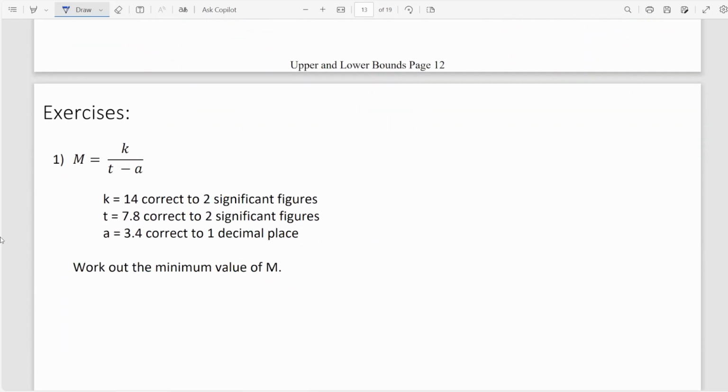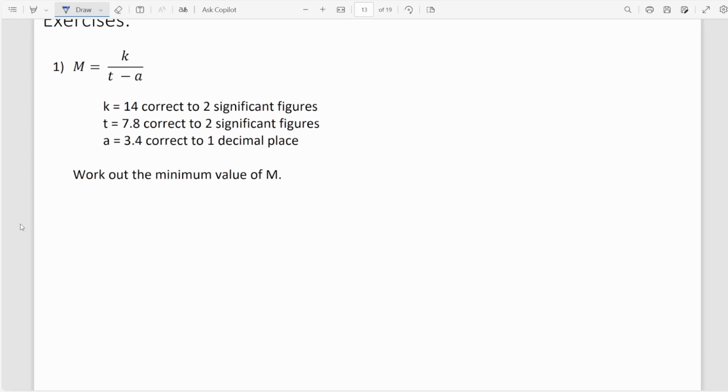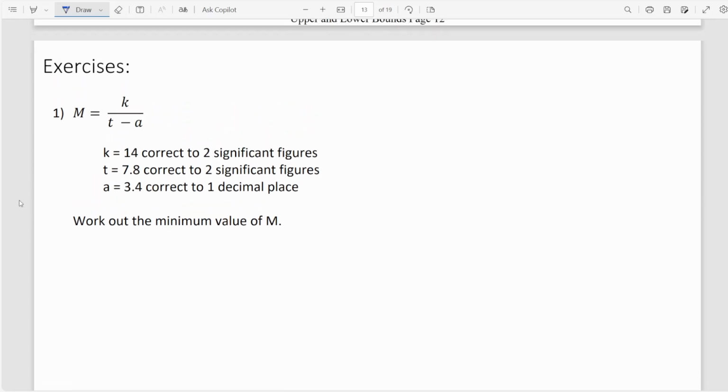Okay, now let's take a look at some exercises. As usual, you should pause the video, try to solve it on your own, and then check your answer. Okay, so M is equal to K over T minus A. And here we're being given the values of K, T, and A, and the unit of round. Work out the minimum value of M. Okay, so we want minimum of M, or, again, lower bound of M.